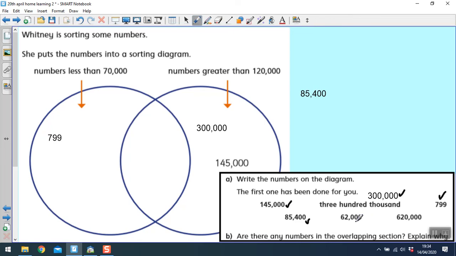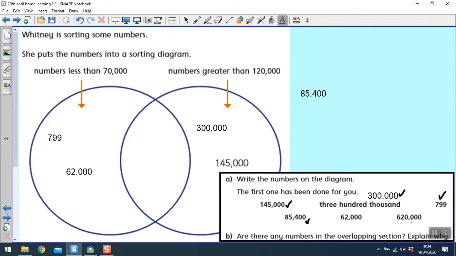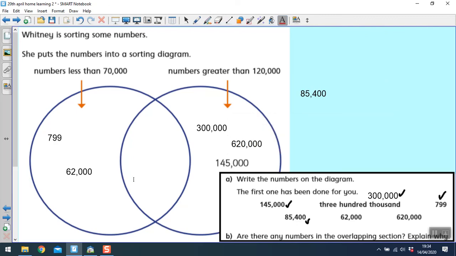62,000. It's less than 70,000. So that needs to go in here. And 620,000 is bigger than 120,000, so that goes in here. Have you noticed that we don't have any numbers in the intersection? Why is that? That's because a number can't be less than 70,000 and bigger than 120,000 at the same time, so that's empty. But any numbers that don't match any of those requirements need to go on the outside.